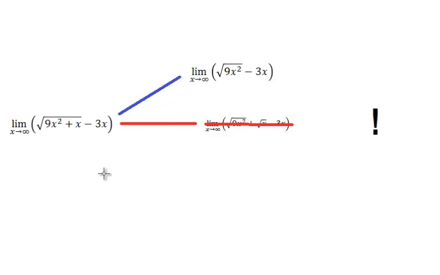What if I could just somehow ignore that x that's in there, and then I'd have the square root of 9x squared, which is just 3x. So this would all be 3x minus 3x, and the limit would be 0. But that's just wishful thinking, because I can't really ignore that plus x there.